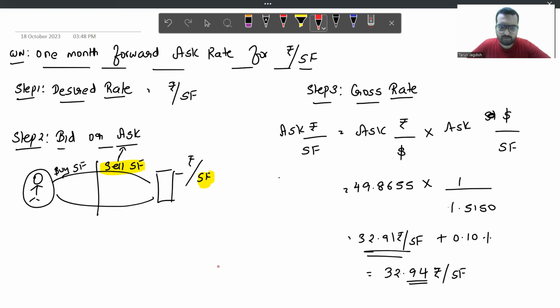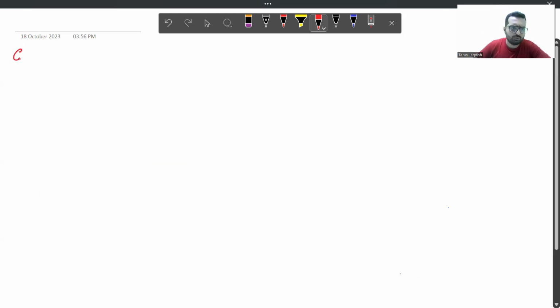All right. Arjun, we added 0.1% because of the exchange margin. It's given in the question. So that's the banker's commission. All right. I'll just give you in sentence format as a conclusion.